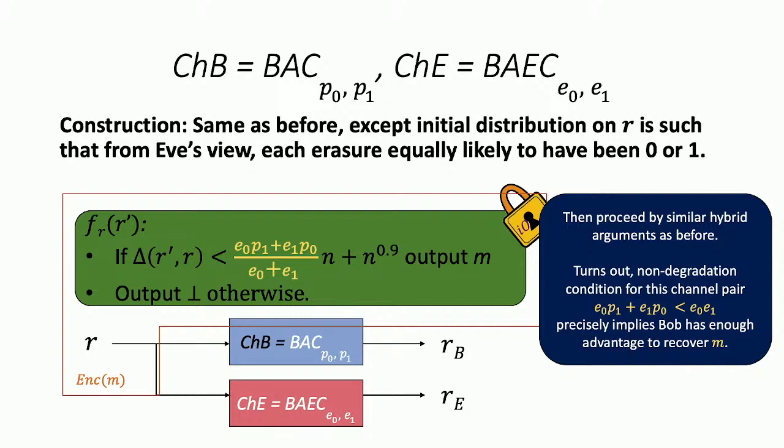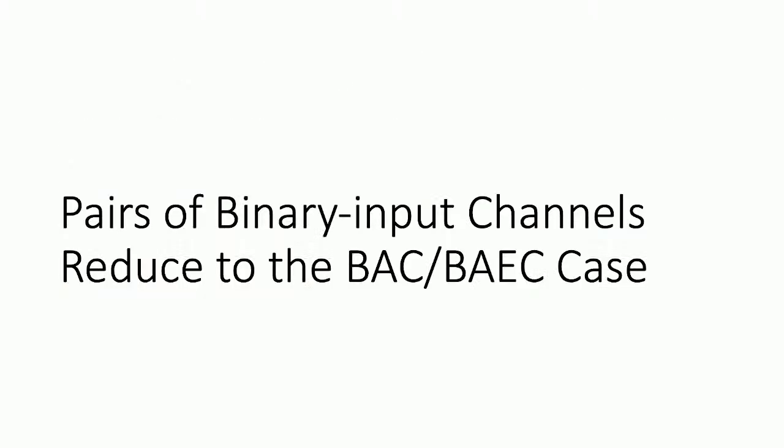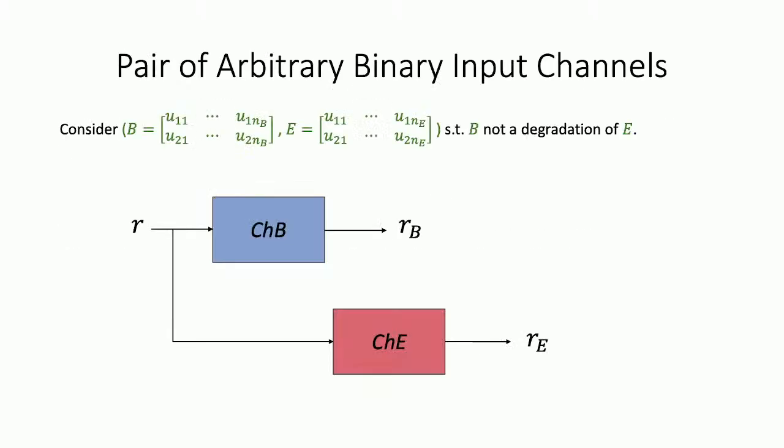Now the question is, why is this a central case? Any questions? Okay. So pairs of binary input channels reduce to the BAC case.